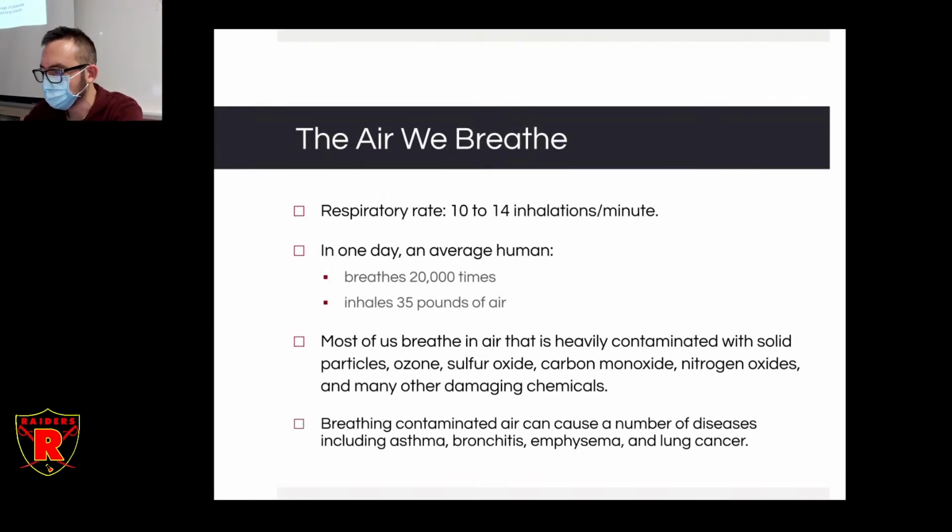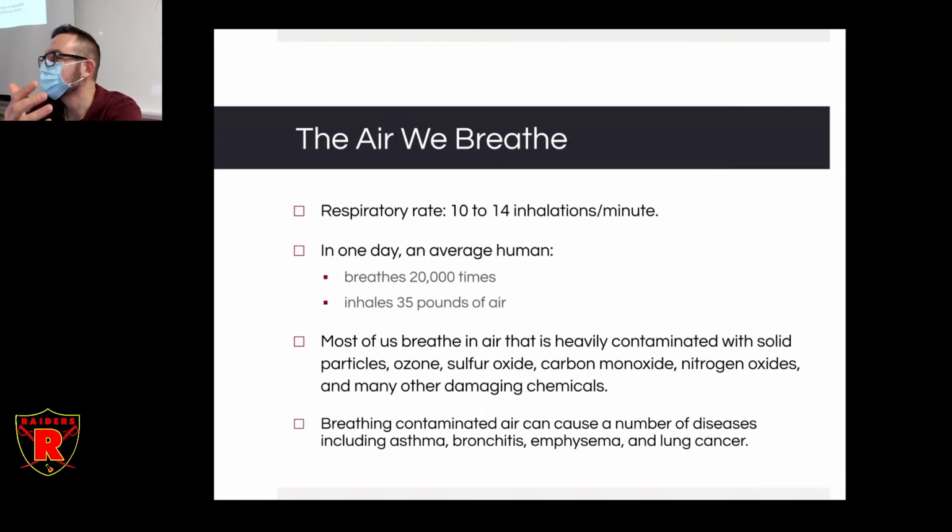Okay, so some basic information about respiration. We've kind of talked about this already. You breathe about 10 to 14 times a minute. You need to maintain that. That's at rest. And you need to maintain that in order to properly ventilate. So that means you breathe about 20,000 times a day. You inhale about 35 pounds of air, which is a lot of air. It's a gas, so it doesn't exactly weigh very much. And there's lots of stuff in it.